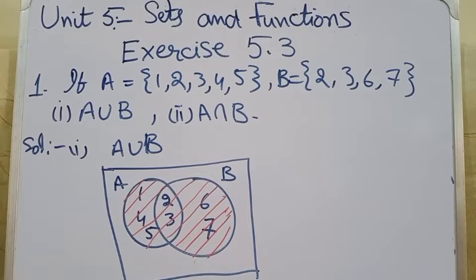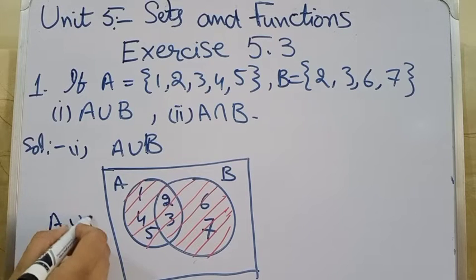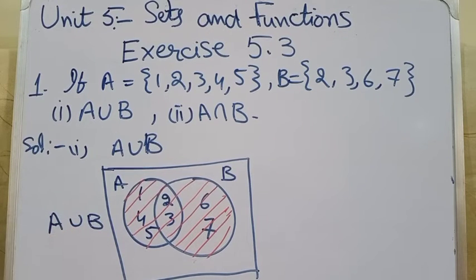That's why we write A overlapping B, because these elements 2 and 3 occur only once. Note that they are members of A and also members of B, and individually when we write set A and set B we write them in both, but in a Venn diagram we write them only once. This is set A union B. This is the Venn diagram of A union B.